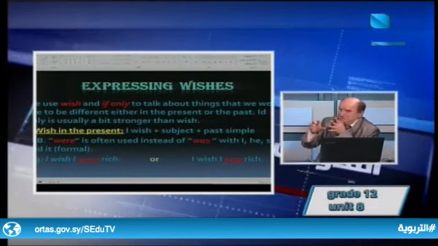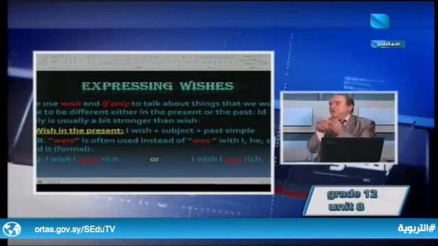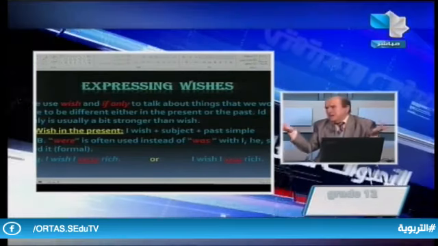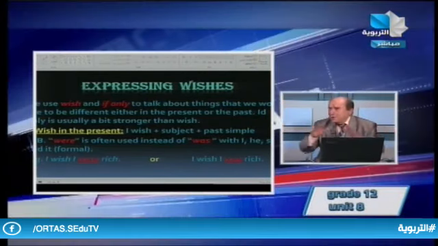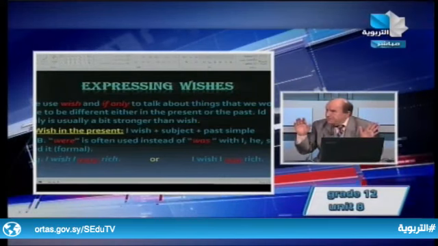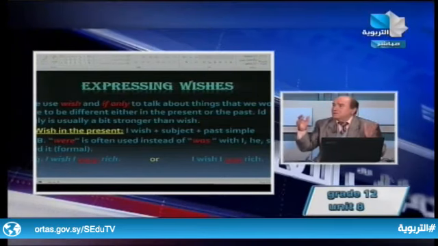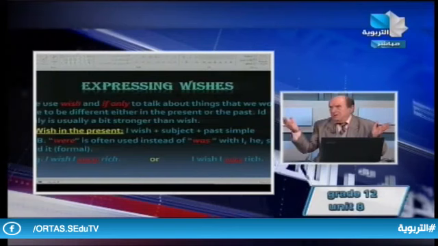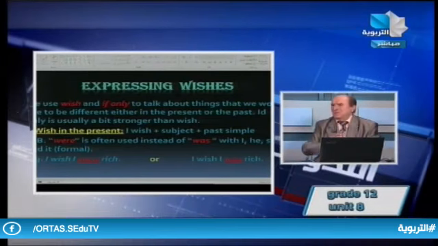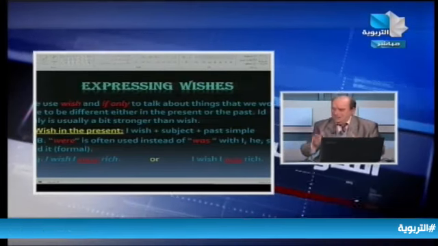But if we use if only instead of wish, it's the same. No problem here, it's just to convey a message that this is more difficult to happen. So I say, if only this thing happened, if only I did so and so, etc.